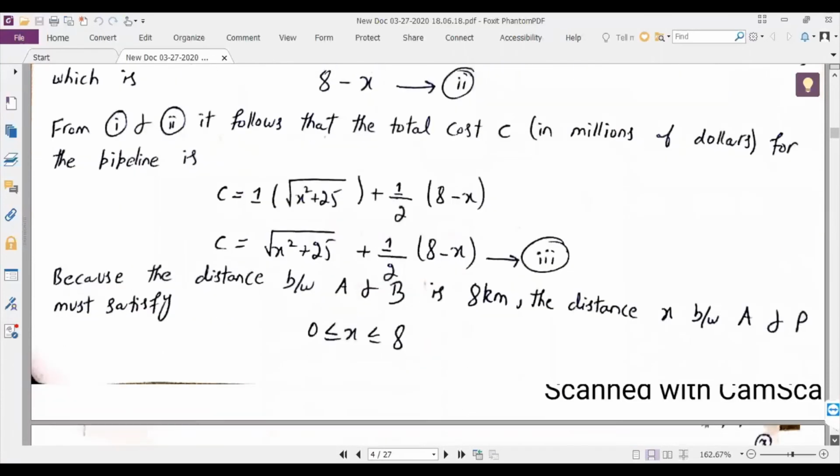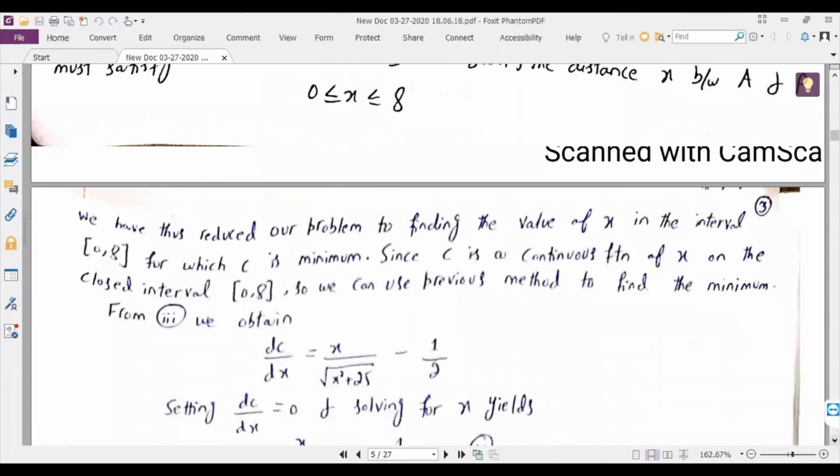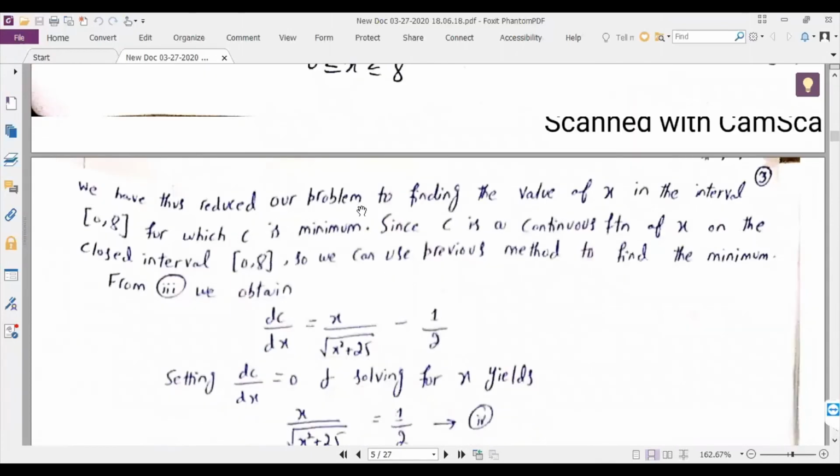Now, as the distance between A and B is 8 kilometers, the distance x between A and P must satisfy 0 to 8. So we have thus reduced our problem to finding the value of x in the interval 0 to 8 for which the cost is minimum. Since the cost function is a continuous function of x on the closed interval 0 to 8, we can use the previous method to find the minimum.